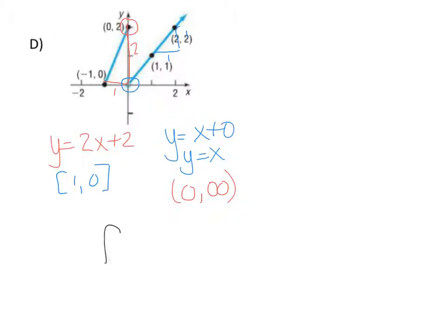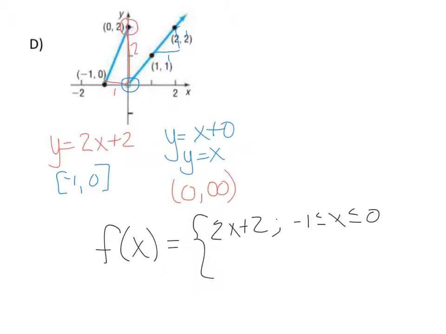So writing the defined piecewise function, I am on the 2x plus 2 piece when x is between, oh, I missed the negative, didn't I? -1 and 0. When x is between -1 and 0, I am going to be on the 2x plus 2 piece. I'm on the y equals x piece when our function goes from 0 to infinity, so for x greater than 0.